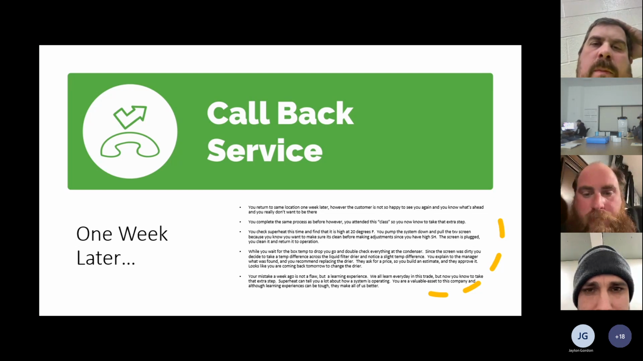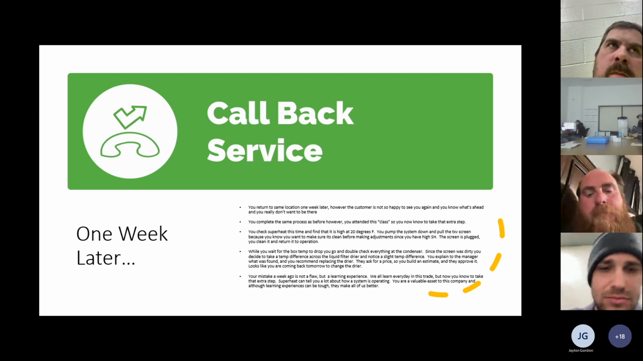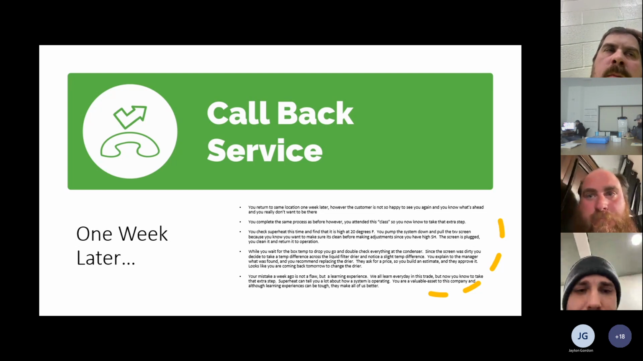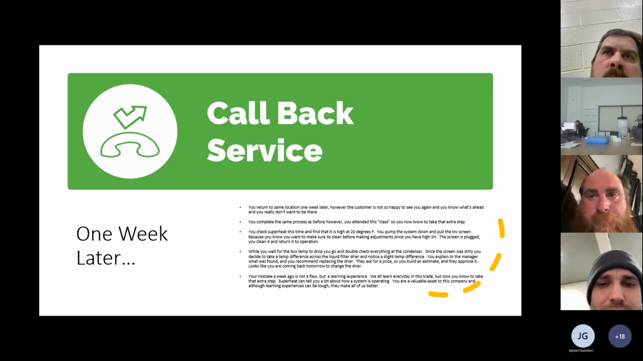You check your superheat, and you find that it is high at 20 degrees. You pump the system down and pull the TXV screen because you want to make sure it's clean before making adjustments, since you have a high superheat. The screen is plugged, so you clean it and return it to operation.